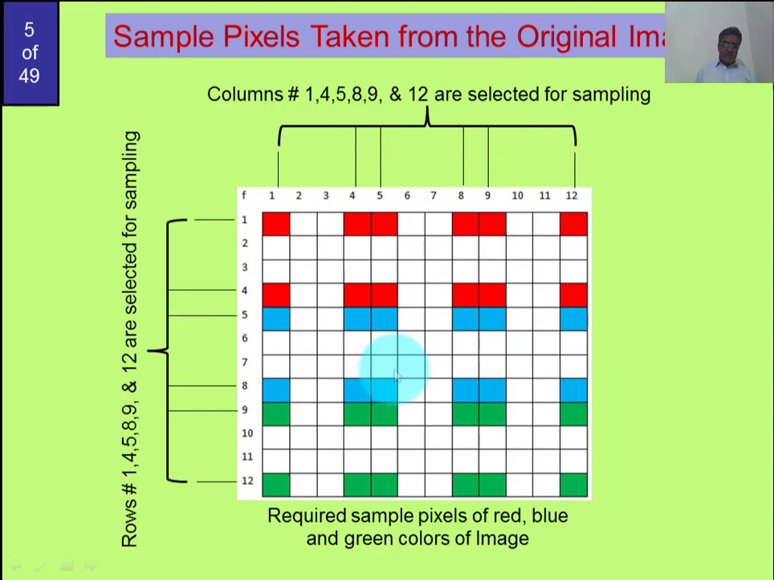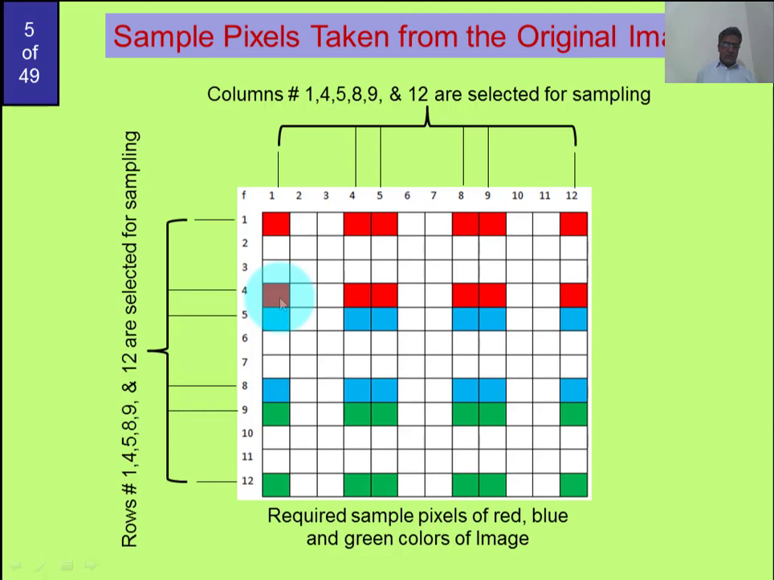Look at this slide. Here we are taking a few columns as samples: column number 1, 4, 5, 8, 9 and 12. These 6 columns we are taking as a sample from the original image. And 6 rows: row number 1, 4, 5, 8, 9 and then row number 12. These 6 rows are also taken in our sample image.